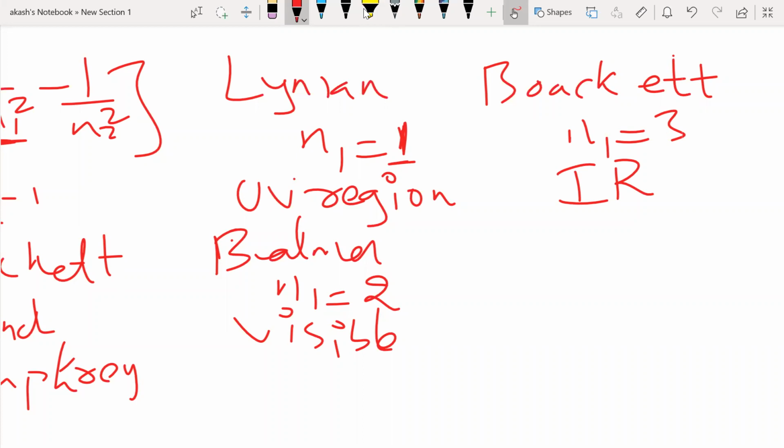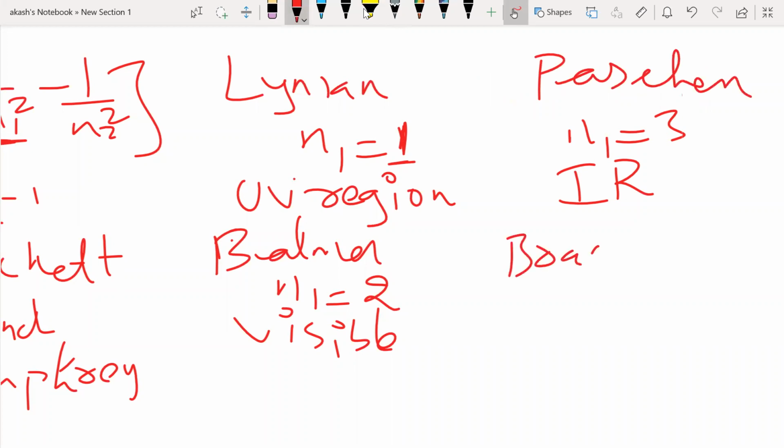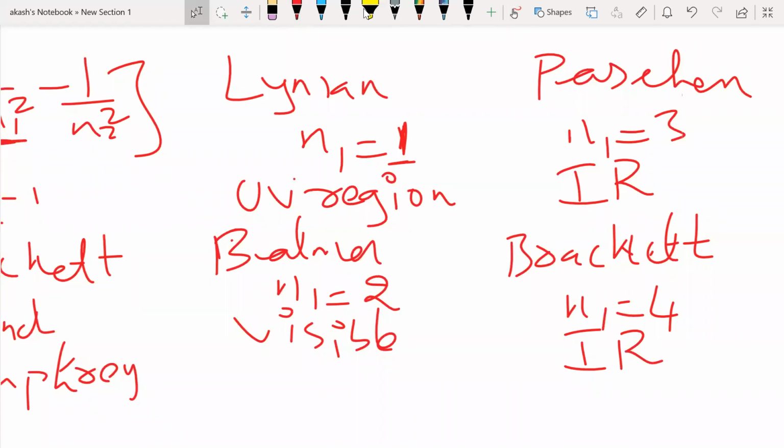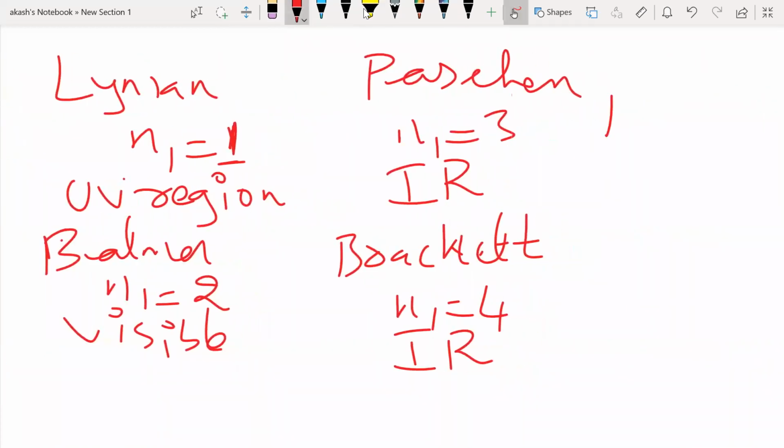Oh, it should be Paschen first. I'm really sorry, guys. This is not Brackett, this is Paschen. Then comes Brackett, where n1 was 4. Again, it is going to be in IR only. And at last comes your Pfund. For it, n1 will be obviously 5, and here also it's IR.